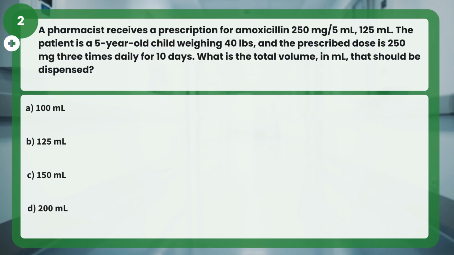Question 2. A pharmacist receives a prescription for amoxicillin 250 mg per 5 ml, 125 ml. The patient is a 5-year-old child weighing 40 pounds, and the prescribed dose is 250 mg 3 times daily for 10 days. What is the total volume, in ml, that should be dispensed? A. 100 ml. B. 125 ml. C. 150 ml. D. 200 ml.